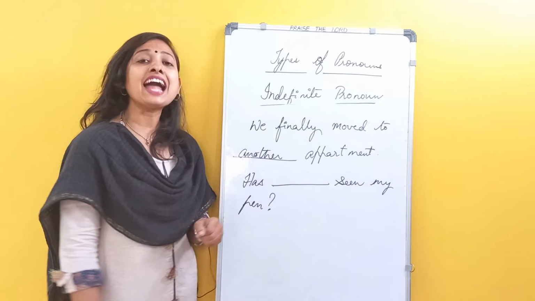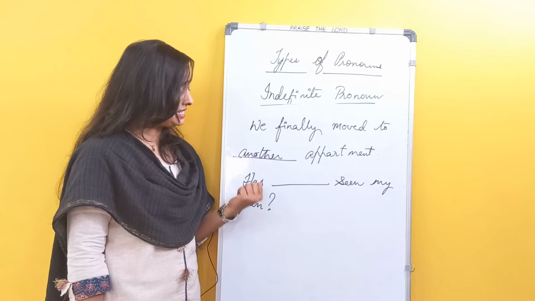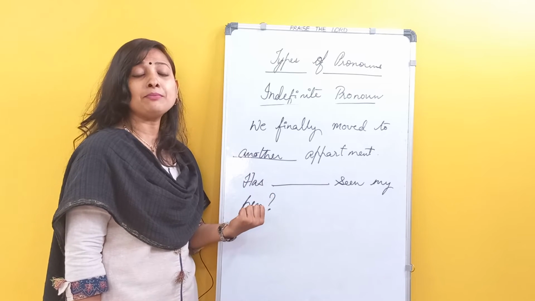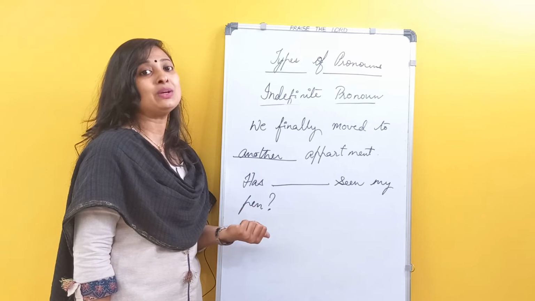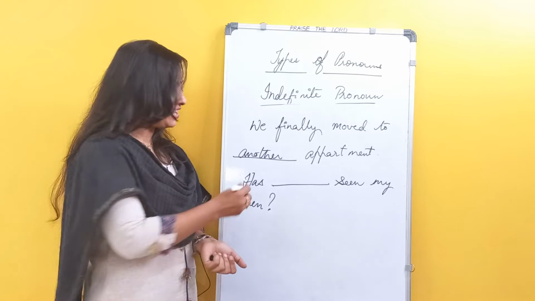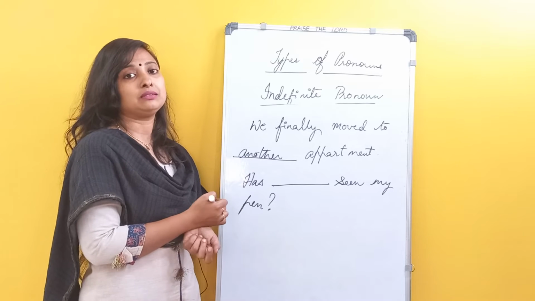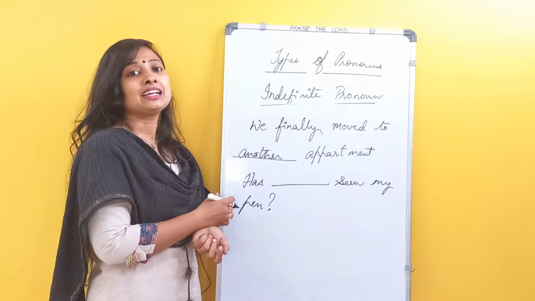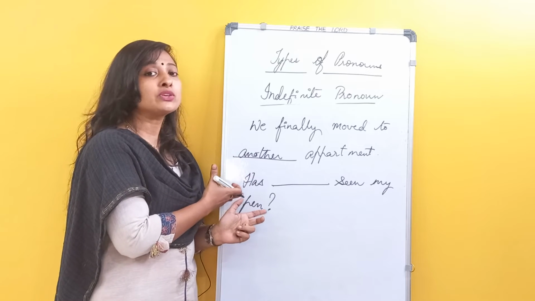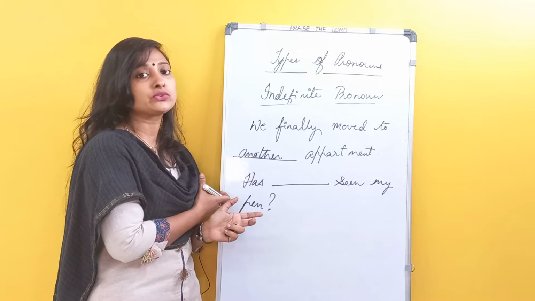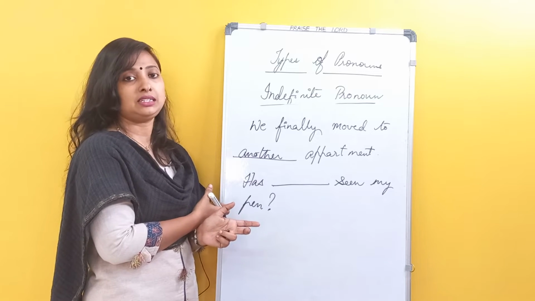So, has dash seen my pen? What will you write here? Some might say, like, has anyone seen my pen? But we are using has. It is not anyone. It should be has anybody. According to the question, according to the word being used. Has anybody seen my pen? Anybody. Okay?